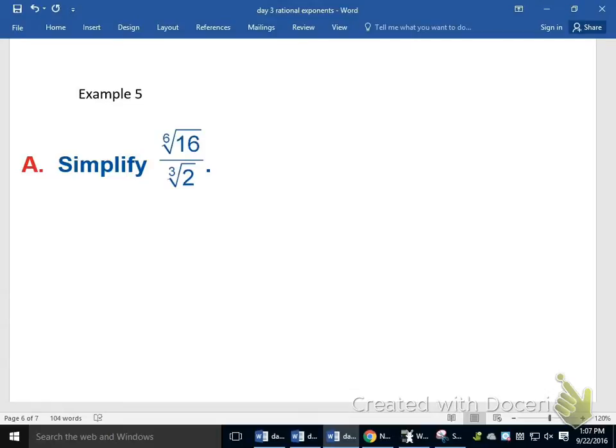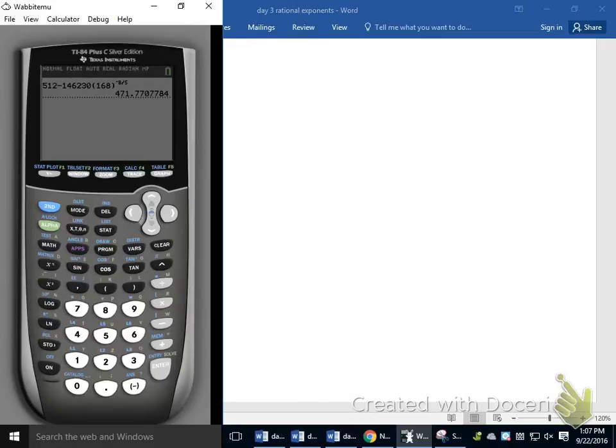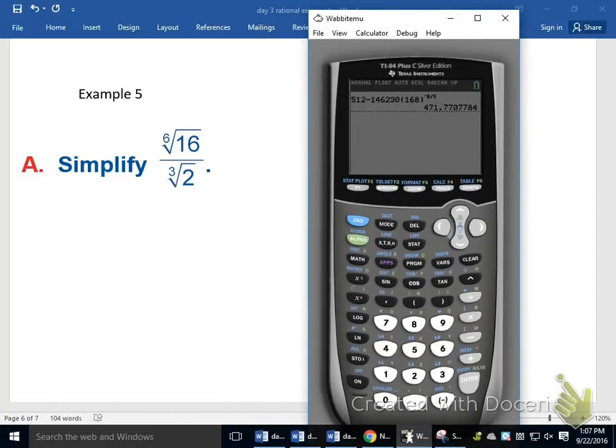Alright, when doing a problem like this, I would try typing it in my calculator first before I do a whole lot of work. So I'm going to do the 6th root of 16, and I can do that by hitting math. To do an odd power root here, we would go to the 5th option in math. I'll type in the 6th root of 16, get it out of there, and divide it by the cube root of 2. Math, there's actually a cube root as your 4th option, of 2.